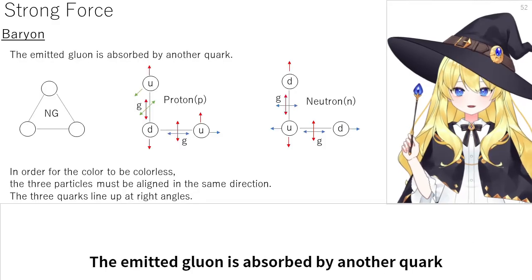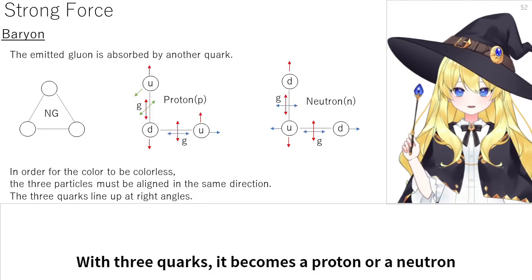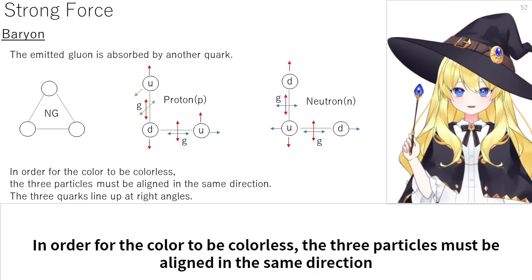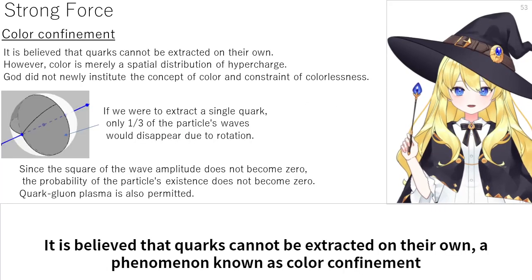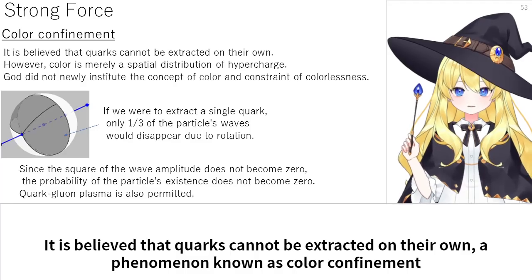The emitted gluon is absorbed by another quark. With 3 quarks, it becomes a proton or a neutron. In order for the color to be colorless, the 3 particles must be aligned in the same direction. The 3 quarks line up at right angles. It is believed that quarks cannot be extracted on their own, a phenomenon known as color confinement.